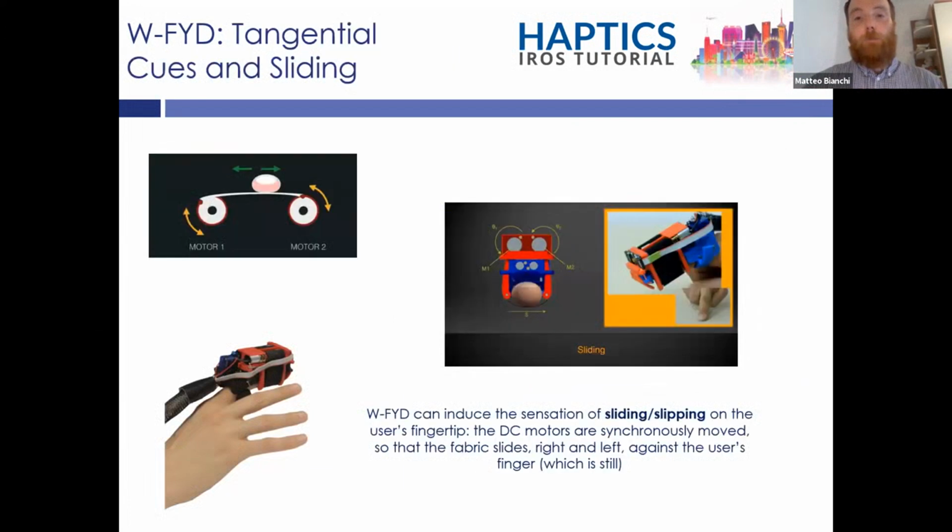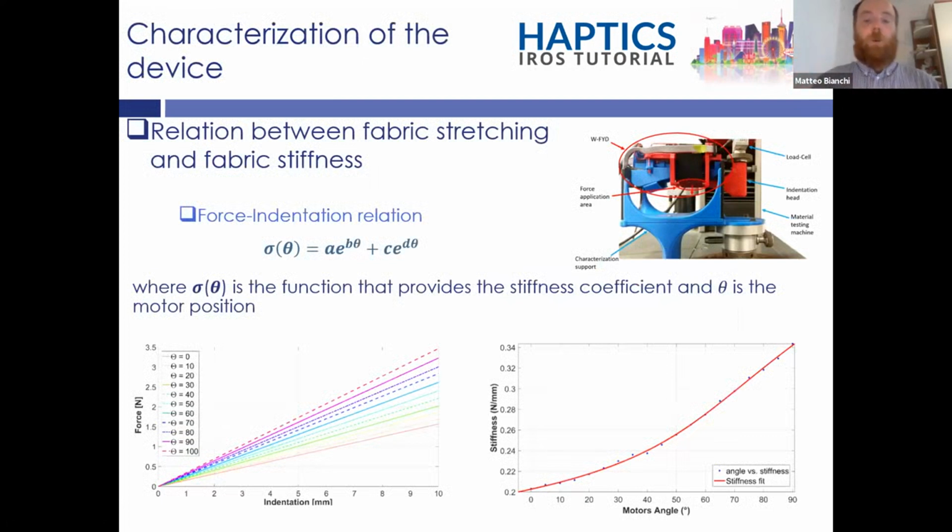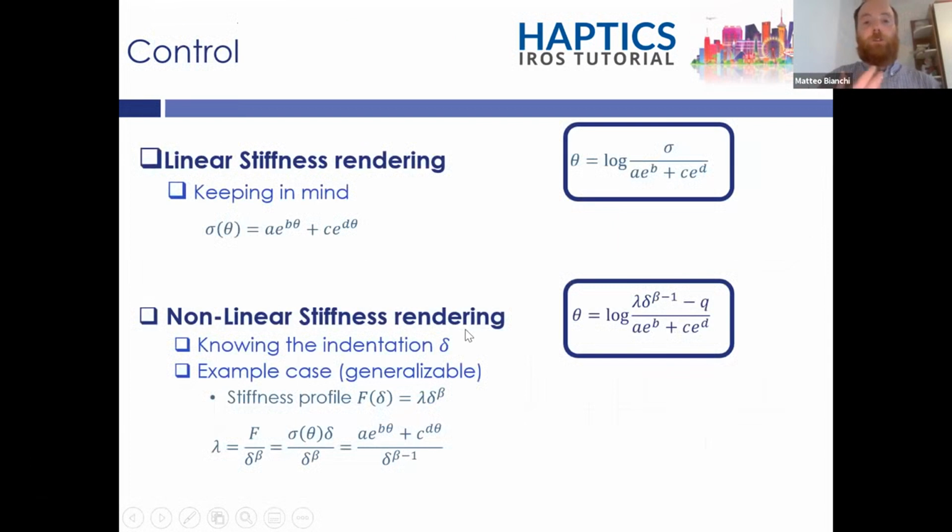At the same time, if the two motors rotate toward the same direction, we were able to reproduce the sensation of sliding over a surface. What we did was to characterize the system for different stretching states of the fabric, so different motor position. And we found a relationship between the stiffness and the motor position theta. And we use this relationship to reproduce different stiffness profiles, linear and nonlinear, simply inverting this relationship here.